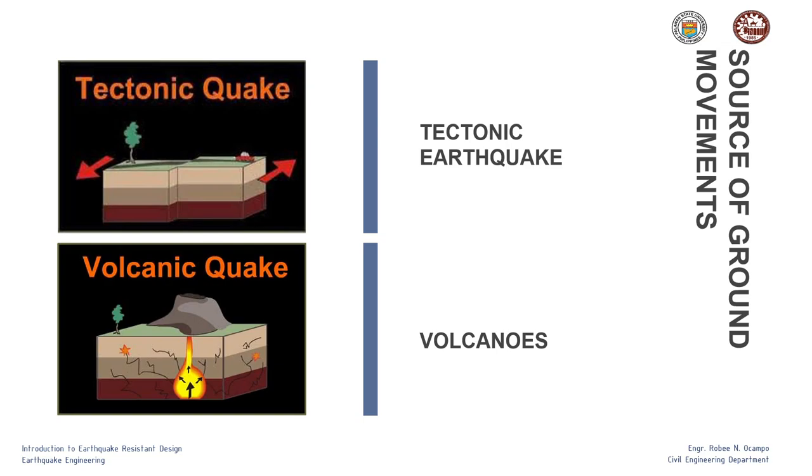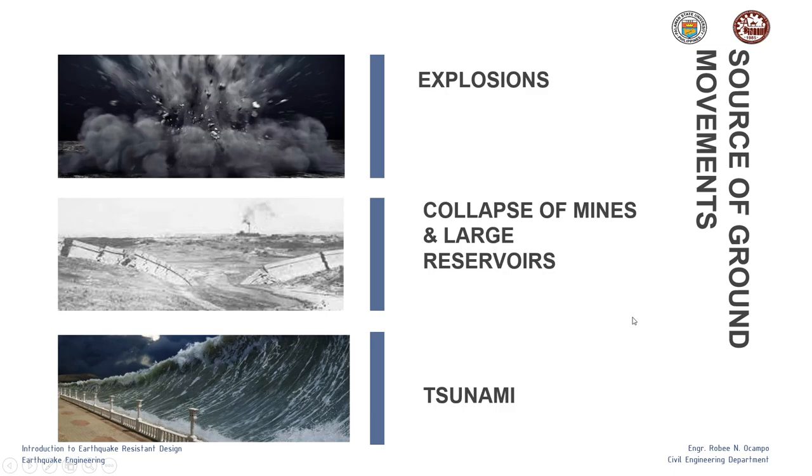The volcanic eruption could be followed by an earthquake. So other sources of ground movements, you also have the explosions. Like in the 1950s, when the development of nuclear energy and nuclear explosions were on the rise, especially during the war or after World War. For example, the nuclear explosion by North Korea, after that, it caused a major earthquake.